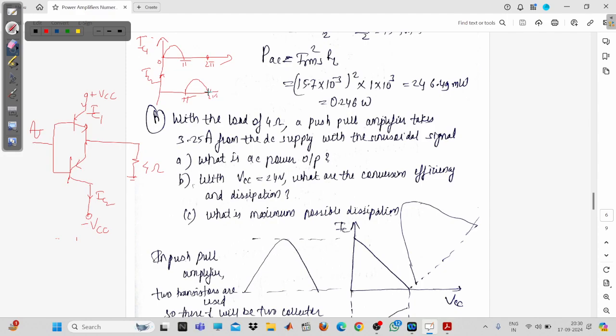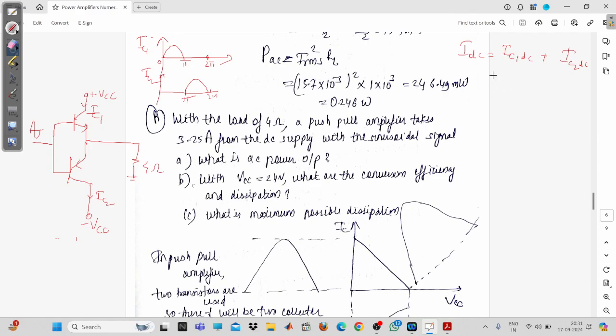Fine. So if you want to find the total DC current, this is the DC collector current of the NPN transistor, and this is the DC collector current of transistor Q2. So the total DC current will be found from this: IDC will be equal to IC1 DC plus IC2 DC. Now you can see here both these waveforms are rectified waveforms, that is, half wave rectified waveforms.